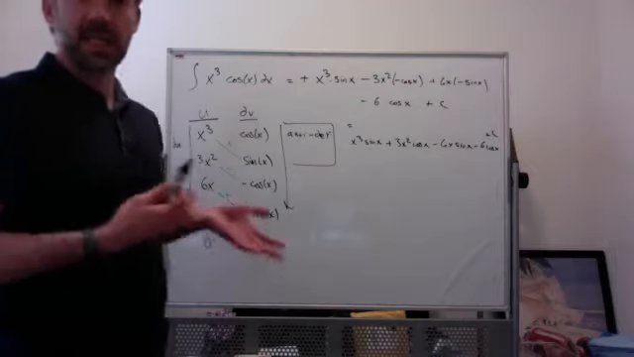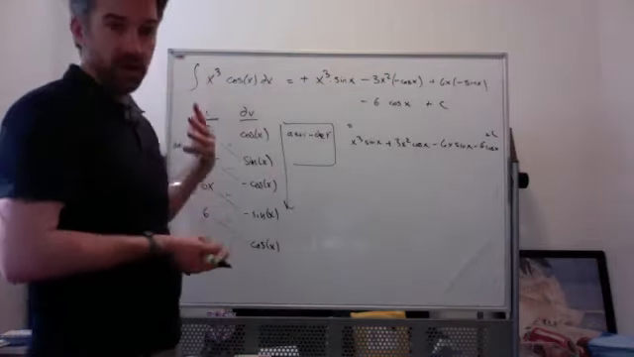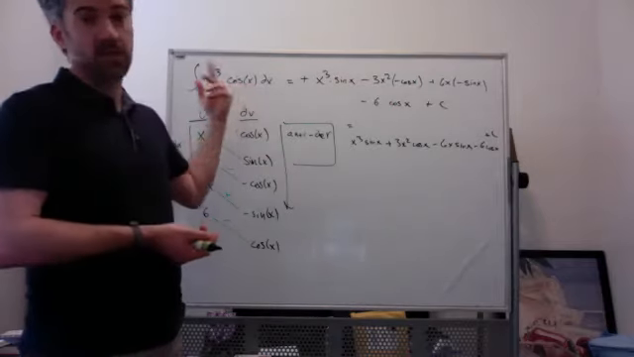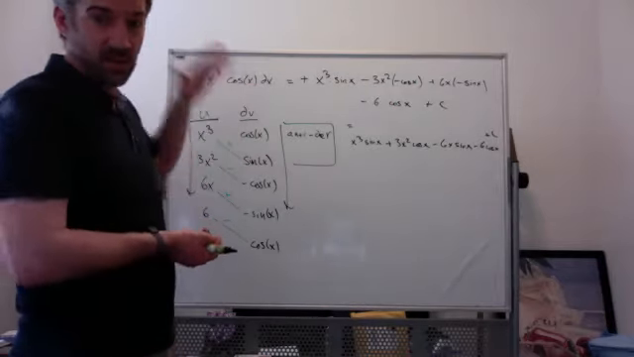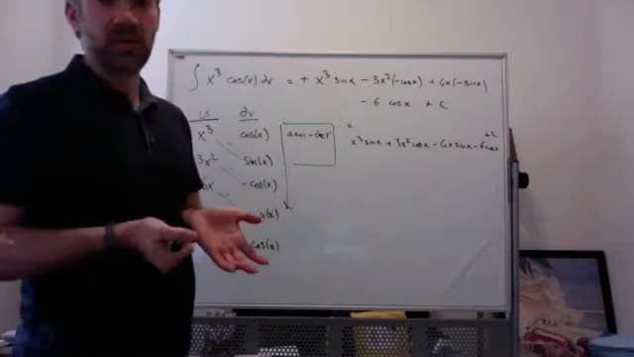So that's the idea here with the tabular method: you're picking your u to be whatever power of x, picking dv to be the cosine, sine, or e to the x, and then you're doing this process. So let's do at least a couple more, because this is really useful when you can use it.